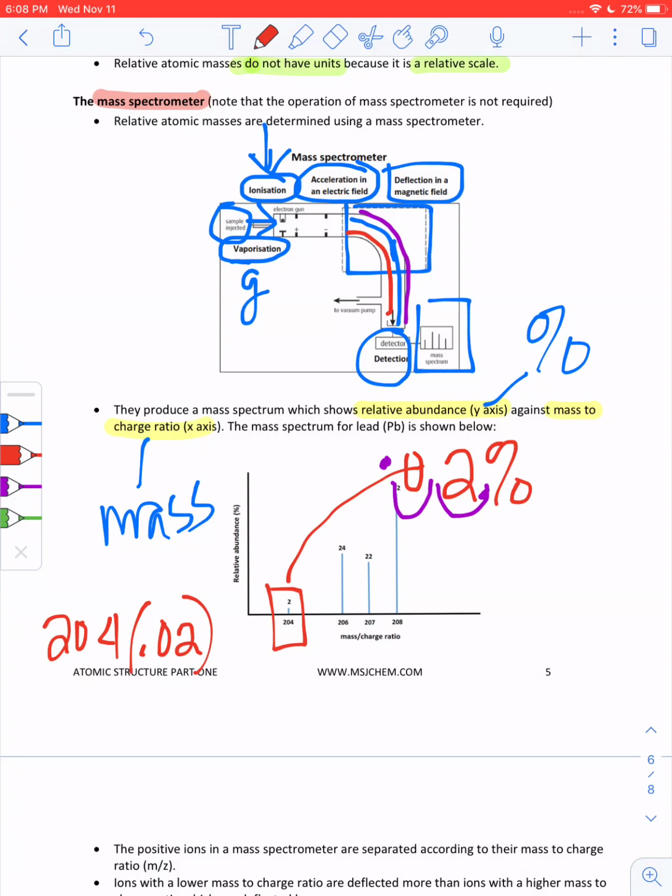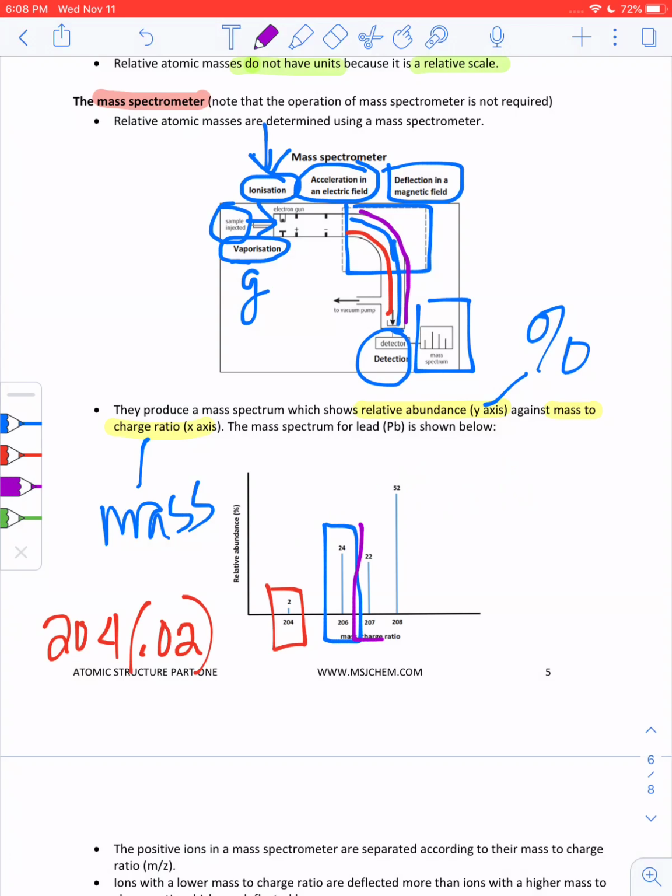So this graph, this sample, it actually has 4 isotopes. And I can tell because it's got 4 different vertical lines, okay? There's the second one, here's the third one, and then here's the fourth one. So that means for my calculation, I'm going to have 4 different things that I'm going to add together. So see how I did the 204 times the 0.02? I'm going to do that for the other ones too.